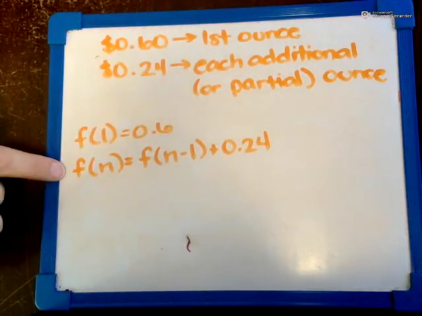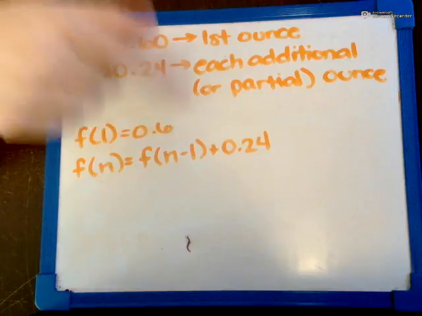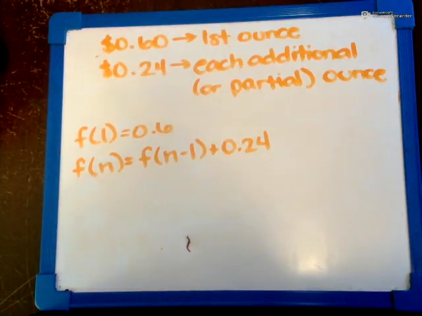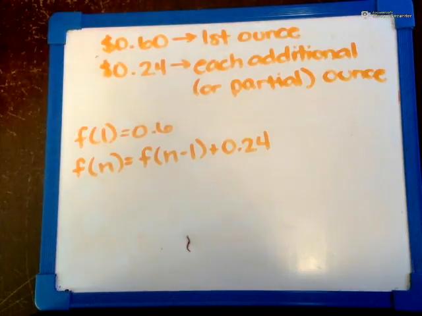Okay, each additional ounce makes sense to me. The plus 24 makes sense to me. But this n minus 1, I'm kind of struggling with. So this is the index number. So I guess it's each additional ounce.